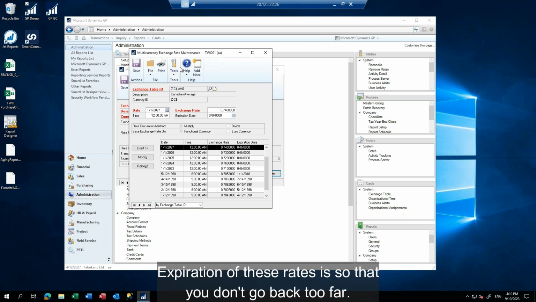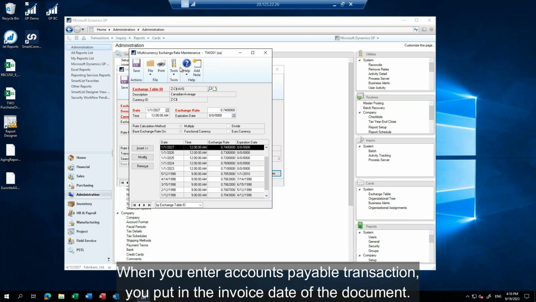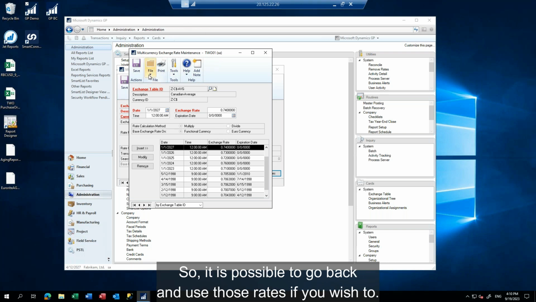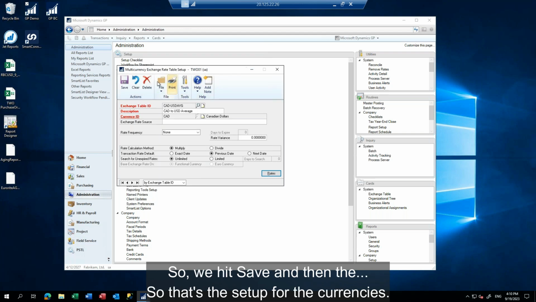Expiration of these rates is so that you don't go back too far. Think about accounts payable. When you enter an accounts payable transaction, you put in the invoice date of the document. The document date could be last year if somebody had it on their desk for a year. So it is possible to go back and use those rates if you wish to. So we hit save. And then that's the setup for the currencies. We hit save on this.